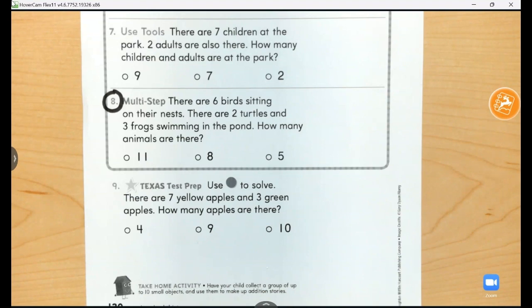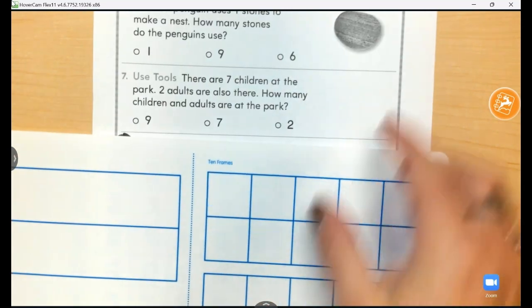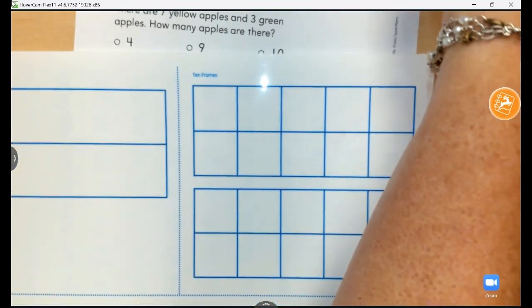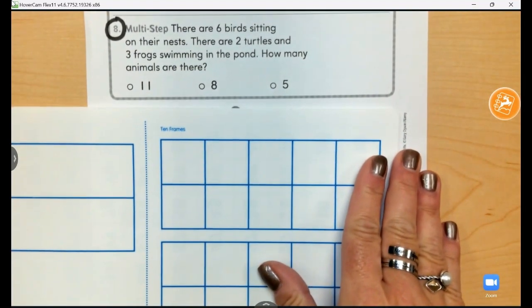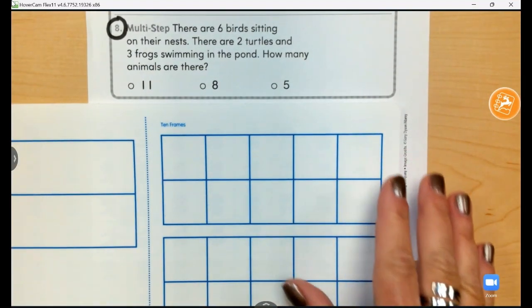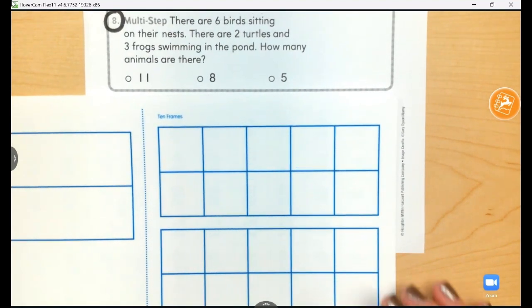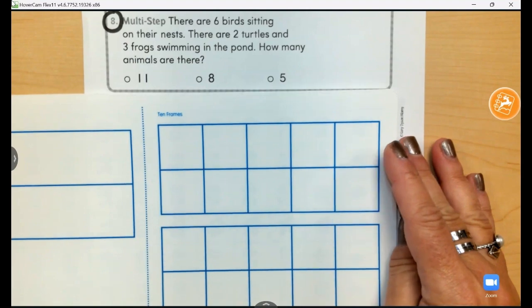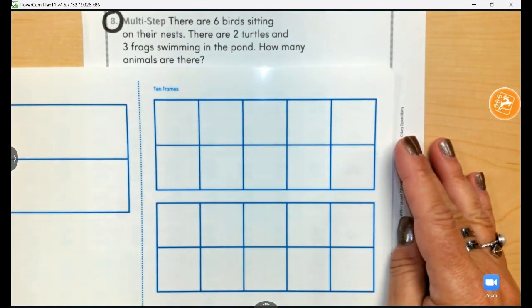So I'm going to lean into the multi-step problem today, as well as my tool, which is going to be my double 10 frame. So I'm going to put the problem here and then use the double 10 frame to help me solve, along with some counters. All right, so my problem says that there are 6 birds sitting in their nests. There are 2 turtles and 3 frogs swimming in the pond. And it asks me, how many animals are there?